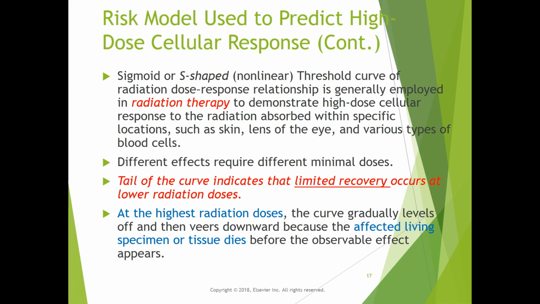And this is a little bit more information that you can read up on that curve. The tail of the curve indicates that a limited recovery can occur at the lower radiation doses, though, okay, but those higher doses is where it starts to veer off downward.